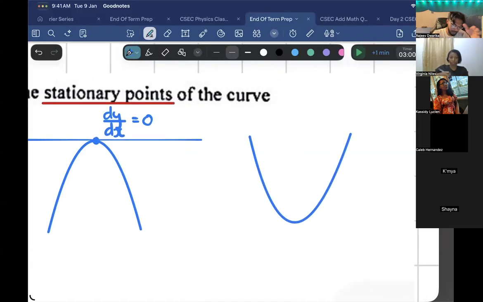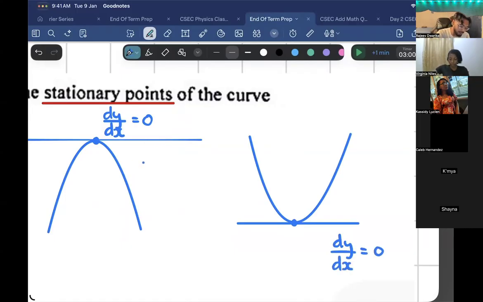If I had a minimum graph, same concept. Over here would be the stationary point. And at this point over here, what would the gradient be? What would dy dx be? Also 0. Exactly, also 0.